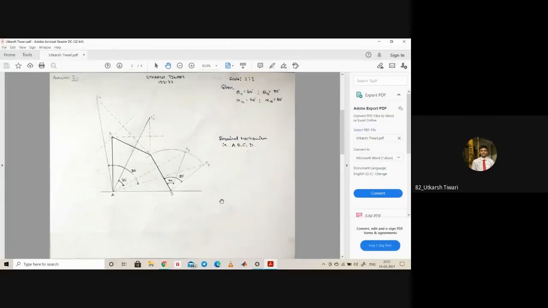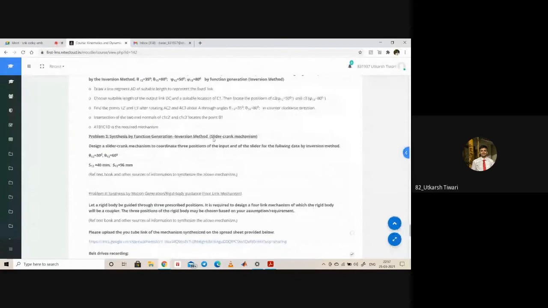So the third question is: design a slider crank mechanism to coordinate three positions of the input and of the slider with the following data by the inversion method. Theta 12 is equal to 30 degree, theta 13 is equal to 60 degree, s12 is equal to 40 millimeter, and s13 is equal to 96 millimeter. So here's the solution.